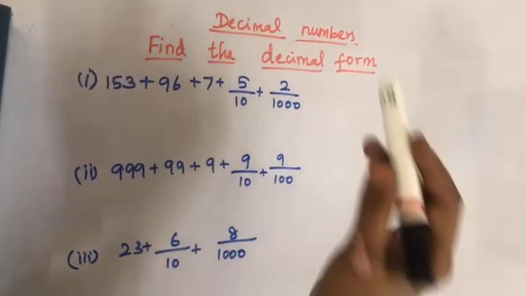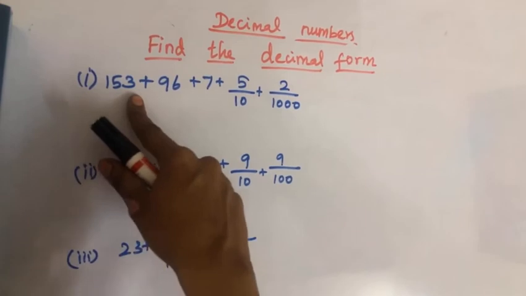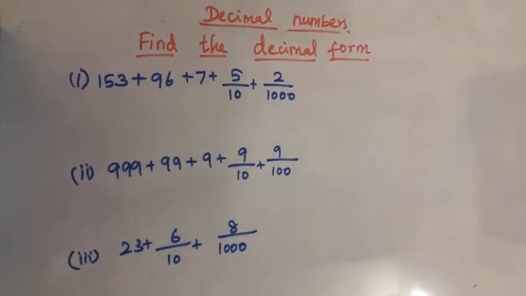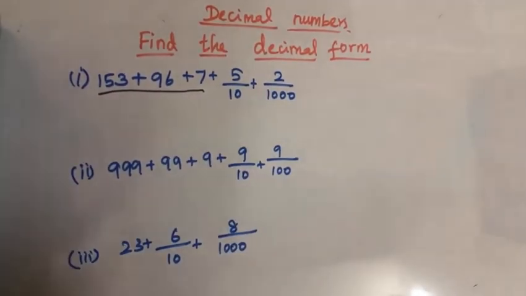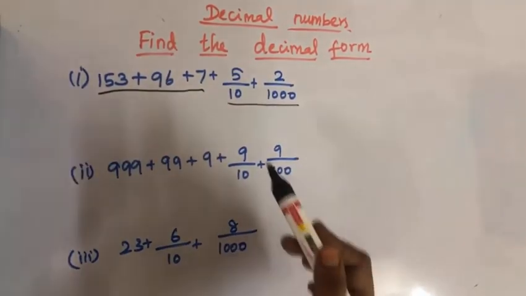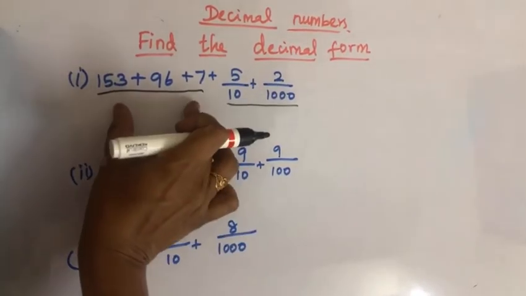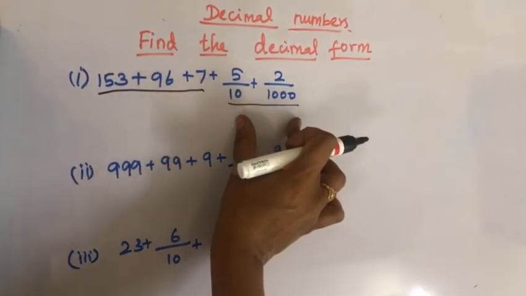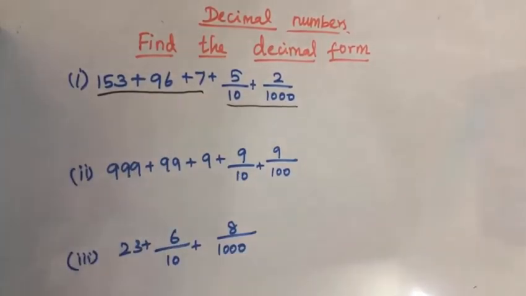So, find the decimal form of the following fractions. The first one: 153 plus 96 plus 7 plus 5 by 10 plus 2 by 1000. You know, these are all whole numbers. These two are decimal numbers, 10th and 1000th. So, these will form the whole number part of the number and these will form the decimal part of the number. Okay, so we have to add the whole numbers separately.